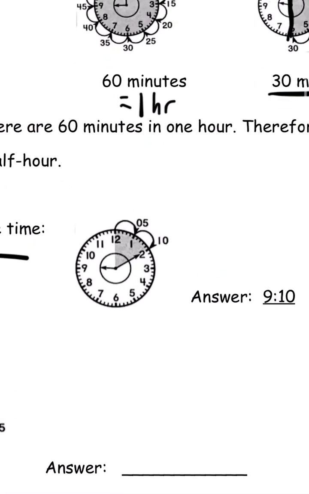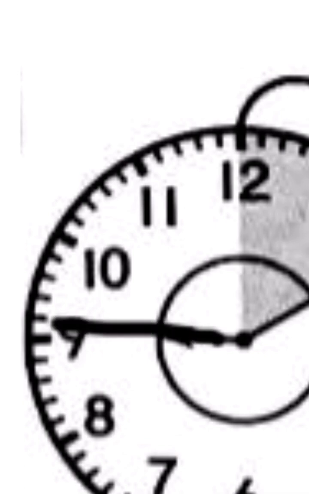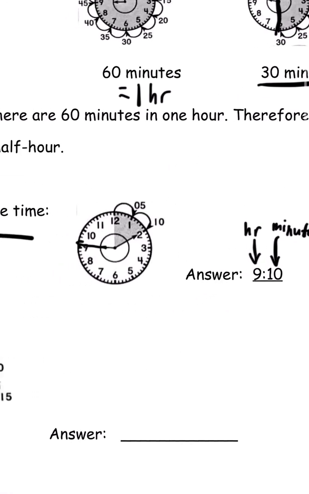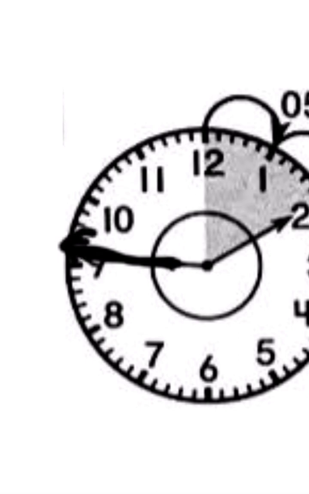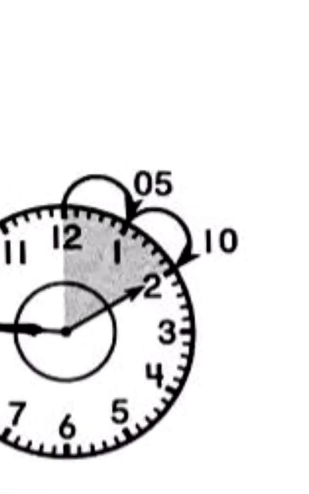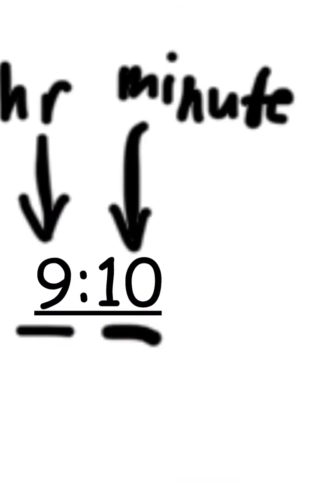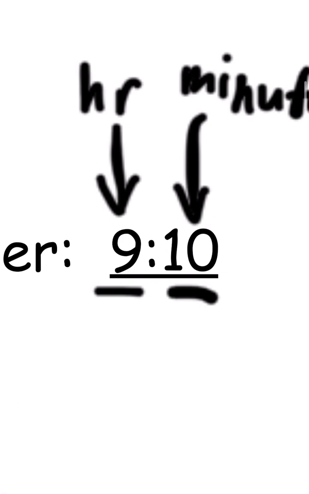Then here's an example. It says write the time, and we can see that the hour hand is a little bit over 9. That means it's still going to be at 9 o'clock. So we have to first write 9 over here. This is the hour, and this is going to represent the minute. Since it's a little bit over 9, we write 9 here. There is 5 and then 10. If you add 5 more, it's 10, right? So it's 10 minutes. So we write 10 on the minute side. So the answer is going to be 9:10.